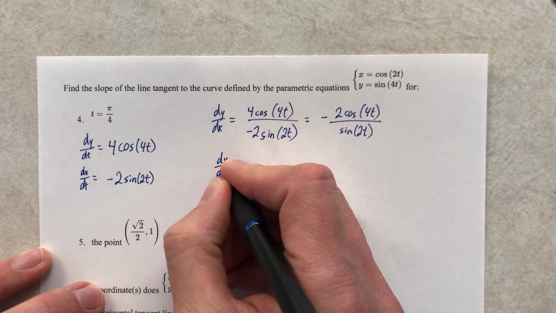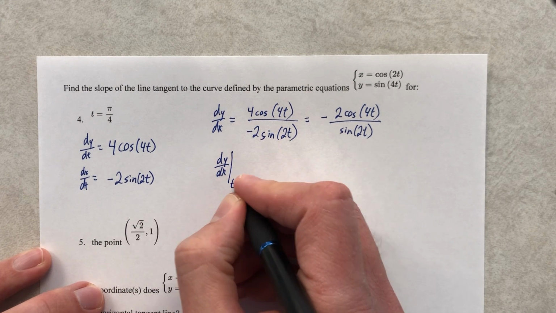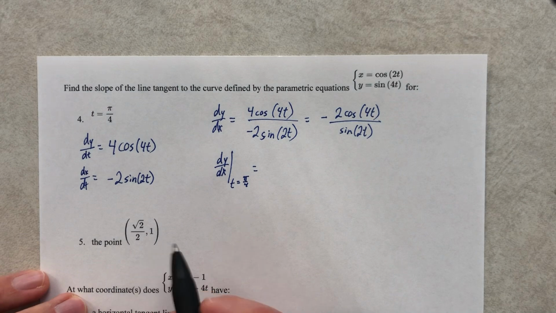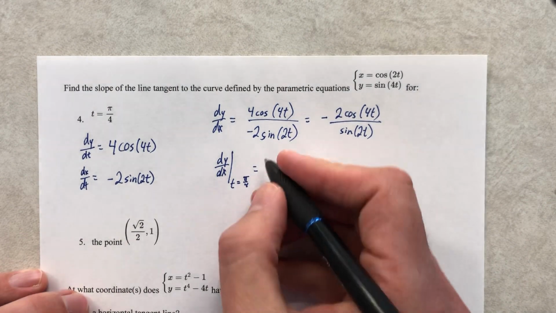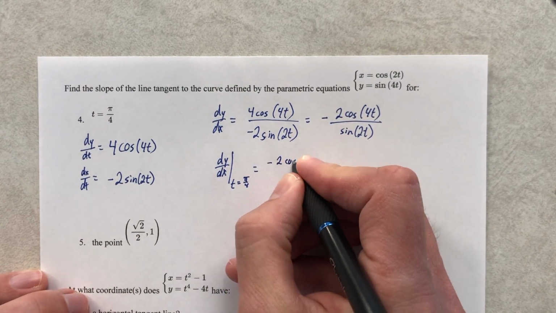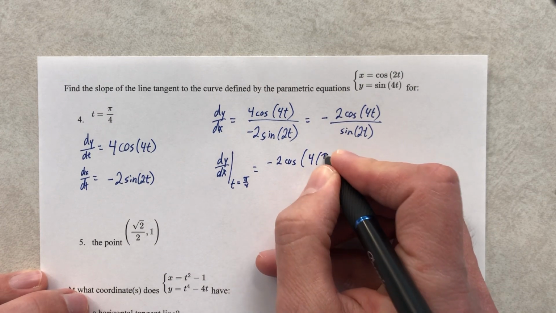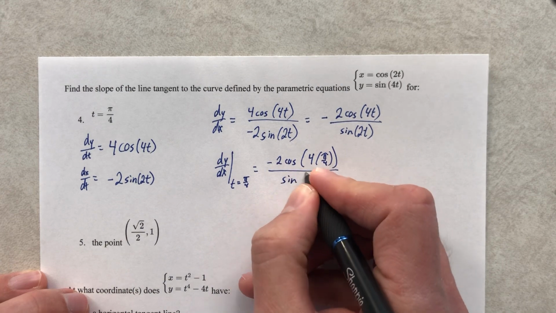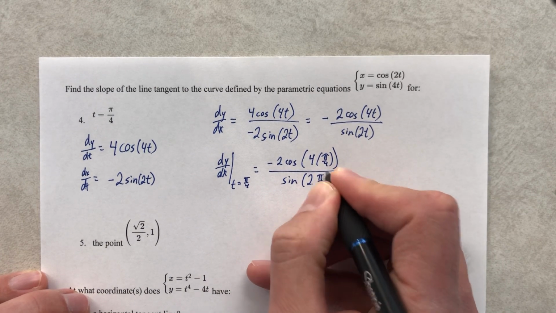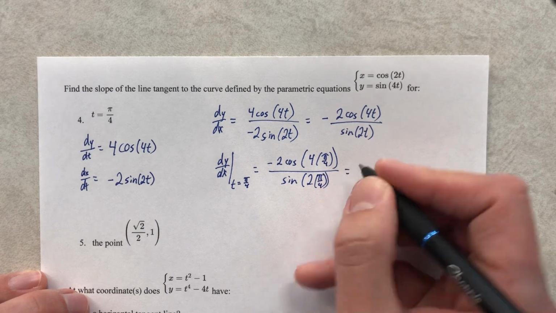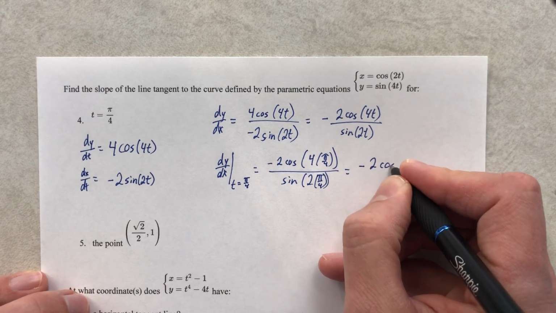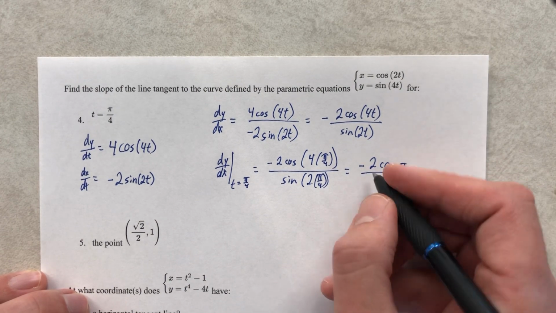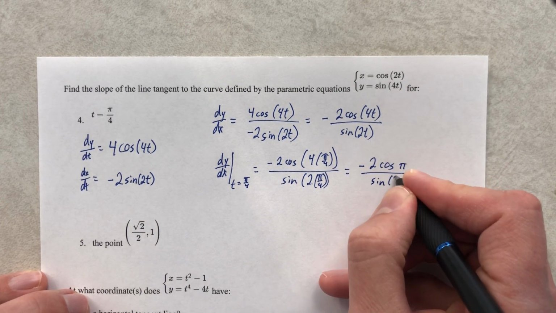So dy/dx at t equals pi over 4. I'm trying to save some space. I've worked through this one. That one takes a little more space. I should have moved it up some. So negative 2 cosine of 4 pi over 4. You can see where this is going. And sine of 2 pi over 4. And that's going to give me negative 2 cosine of pi divided by sine of pi over 2.